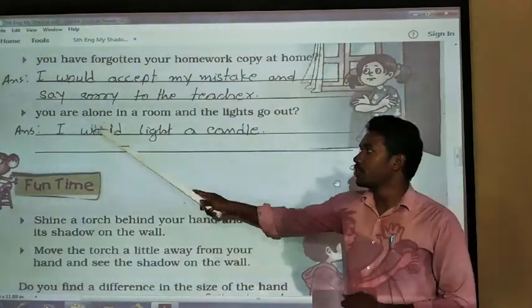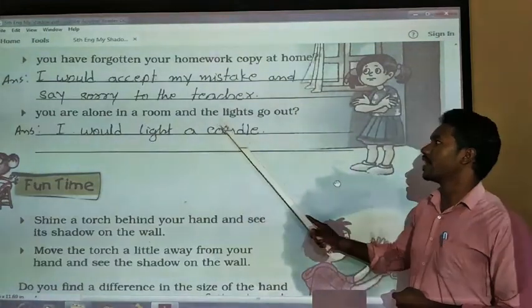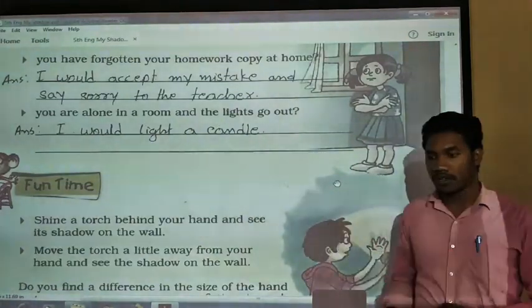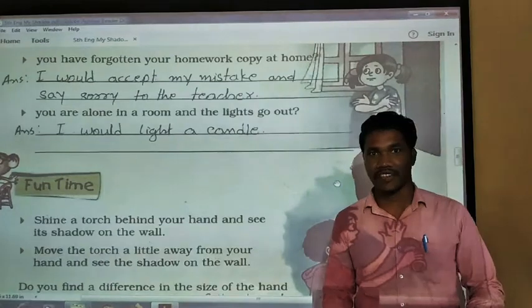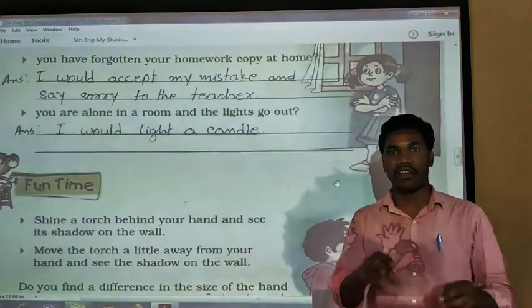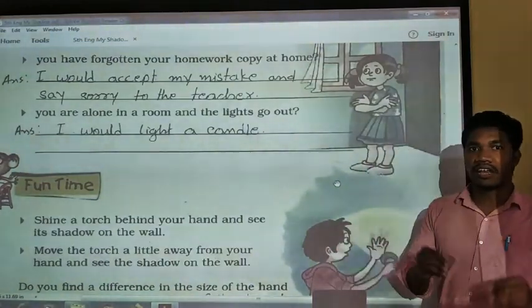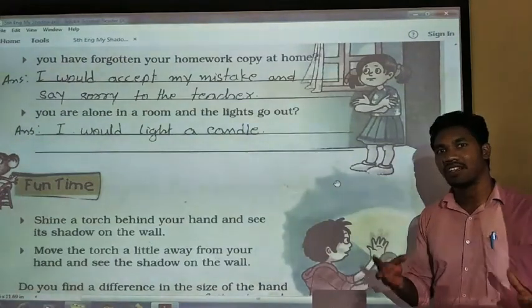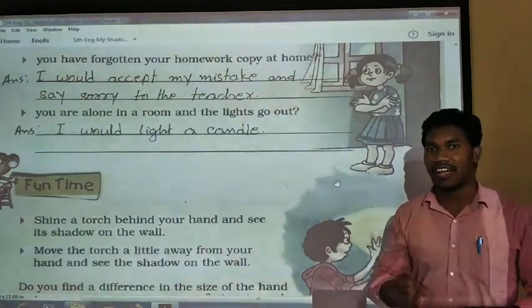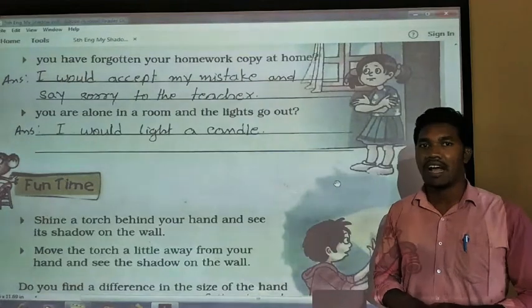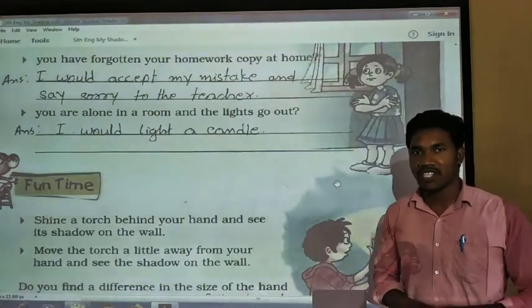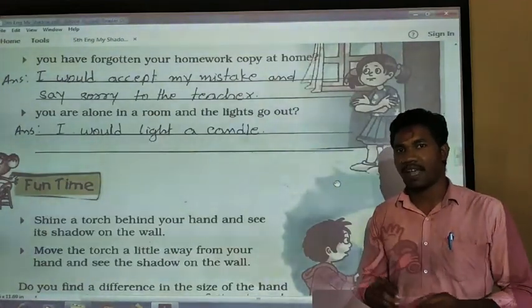The next, you are alone in a room and the lights gone out, okay? And now it is night, okay? Imagine it is night and you are alone in the room, okay? You are alone in the room and the light is gone, मतलब लाइट चला गया, अभी आप अकेले हैं रूम पे और ये रात के समय है और लाइट चला जाता है, तो उस समय में आप क्या करोगे?